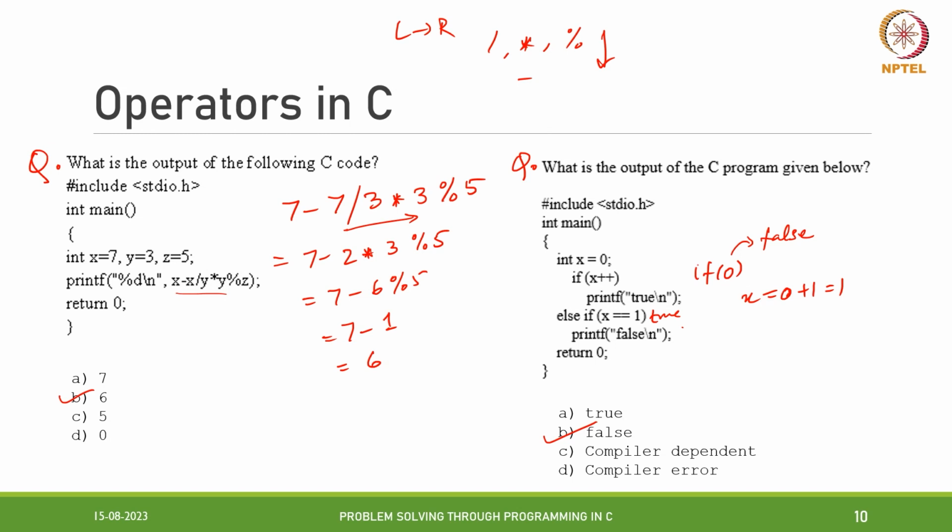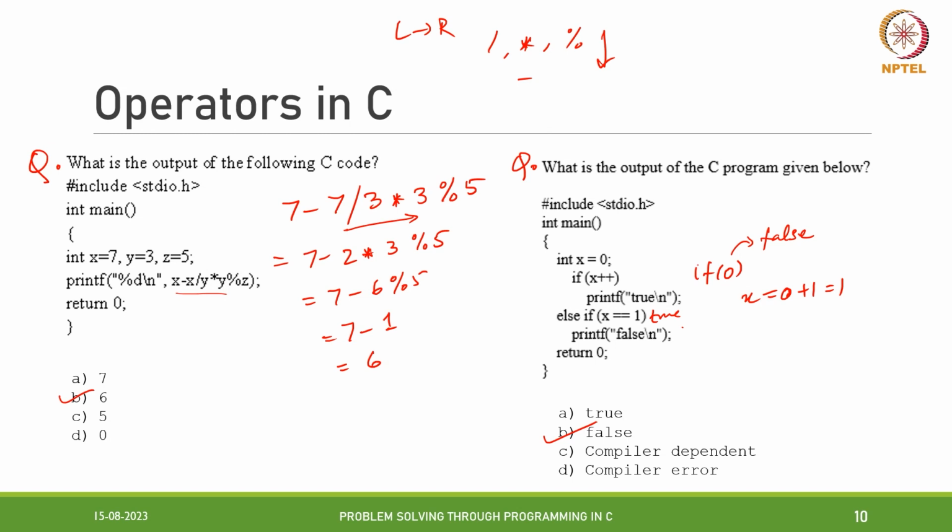So x will become 1, and then it will check else if x equals 1, which is now true because x has been incremented by now. So this condition becomes true, and it prints whatever is in the else if block, that is this option B.